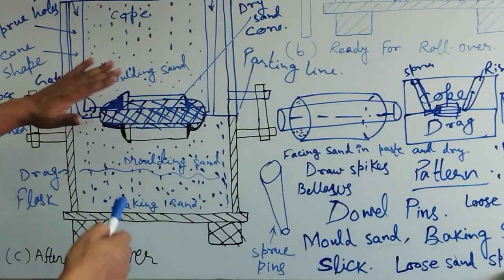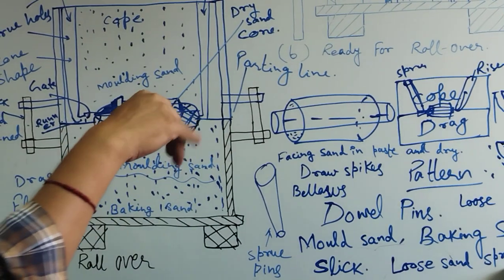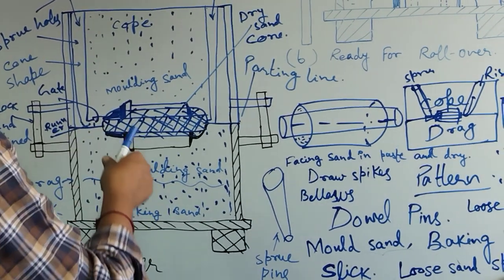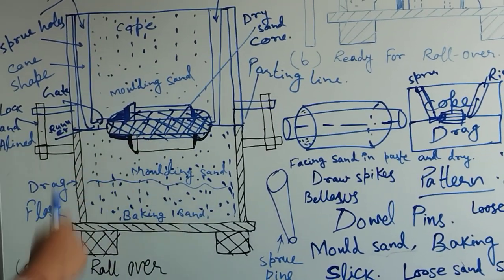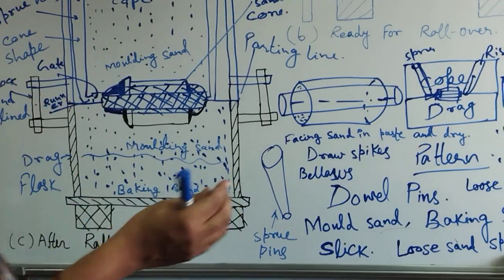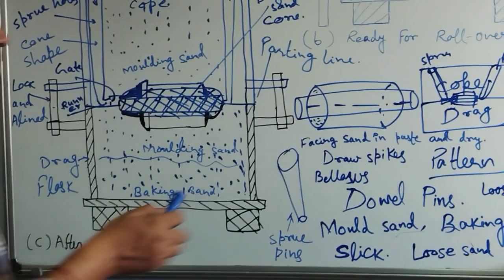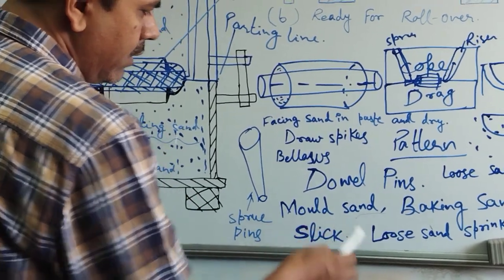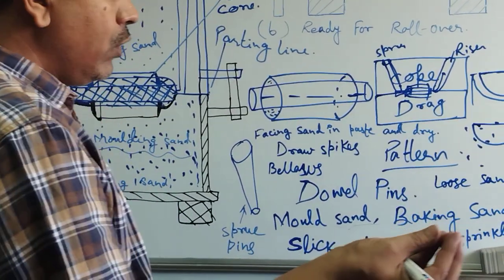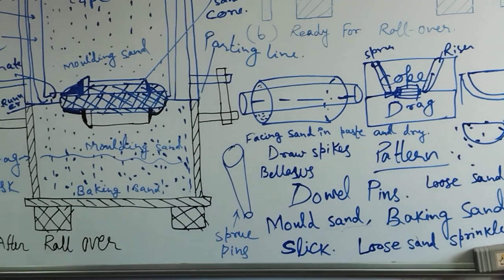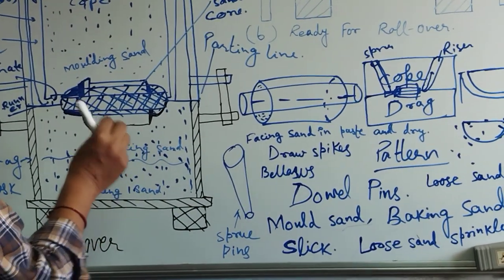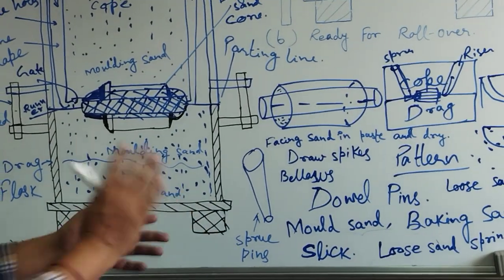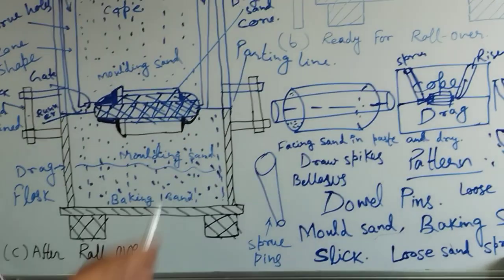Okay, now the next part. When we roll over the drag portion or remove the pattern, some corners may be broken. Then we use the slick on the corner portion where it is broken, and with the molding sand it will repair the portion.